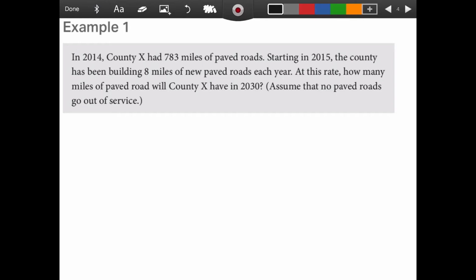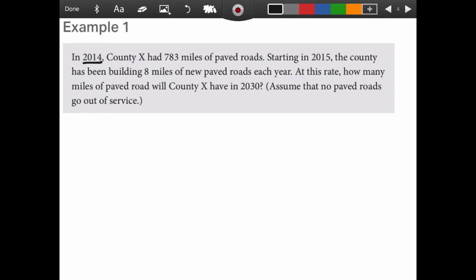County X in 2014, key to note that, had 783 miles of paved roads, and starting in 2015, the county has been building 8 miles of new paved roads each year. At this rate, how many miles of paved roads will County X have in 2030?